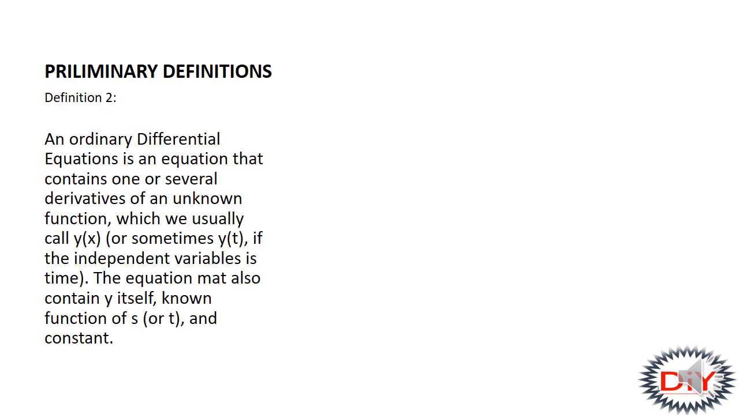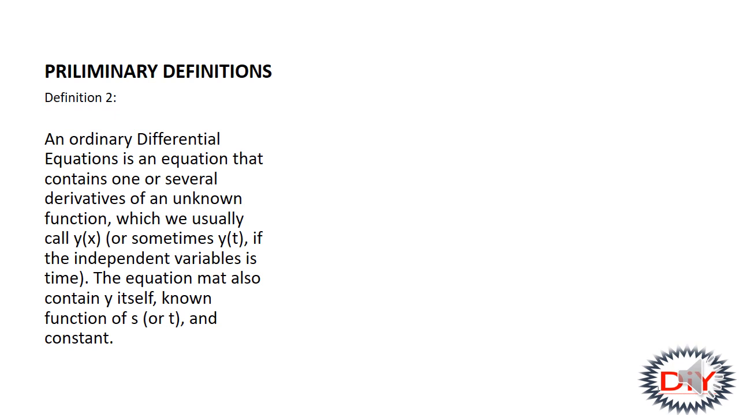Moving straight to definition 2, here they define what they call ODE for us, which is ordinary differential equation. They said an ordinary differential equation is an equation that contains one or several derivatives of an unknown function, which we usually call y of x, or sometimes y of t if the independent variable is time. So whenever we have time variables, we express the equations as functions of t. You might have seen something like this in physics or courses like that.